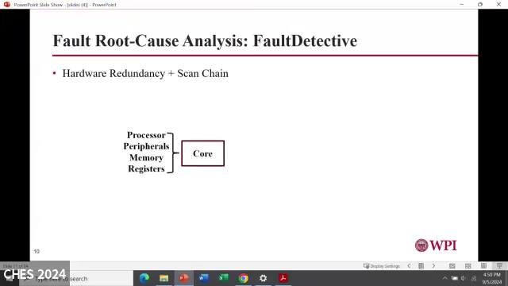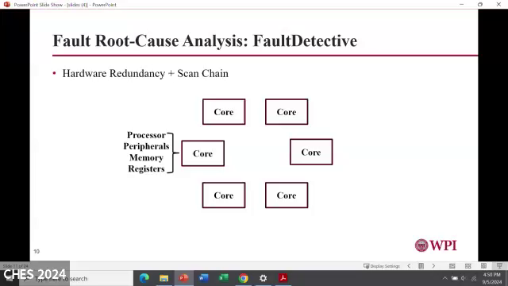So now you have a core here. With this core, you have a processor, peripherals, memory, and registers. It's completely fine running by itself. And then what I do is I duplicate this core multiple times. Every single core is able to run lockstep execution, meaning that at the same clock cycle, they run the same exact program.